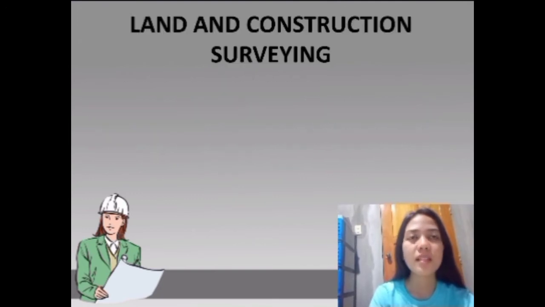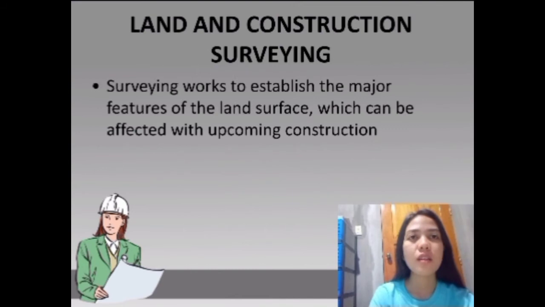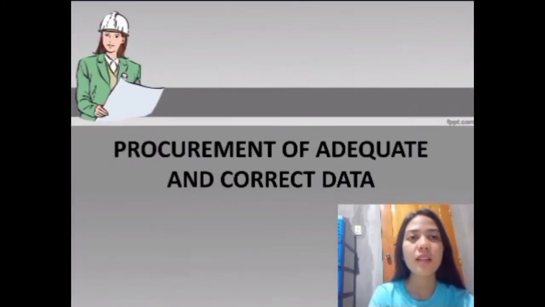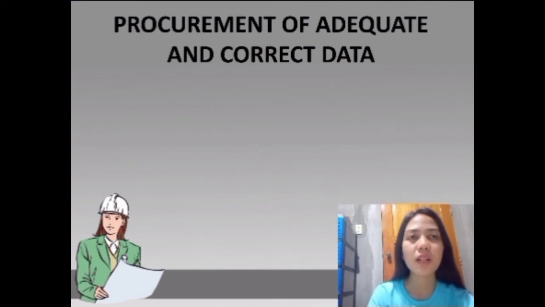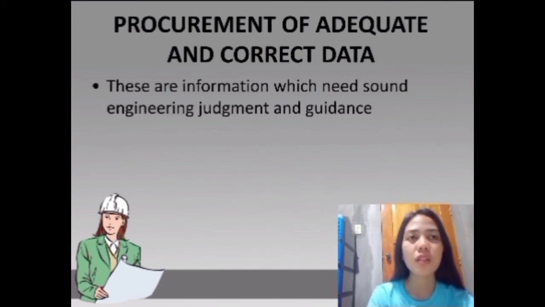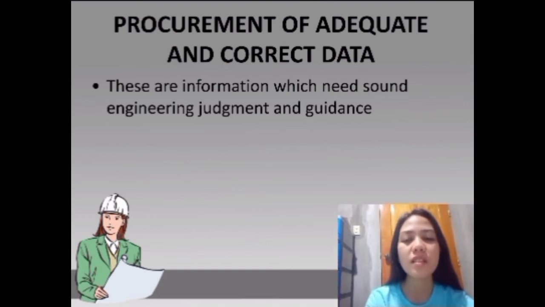The second one is land and construction surveying. Surveying works to establish the major features of the land surface which can be affected with upcoming construction. And last is the procurement of adequate and correct data. These are information which need sound engineering judgment and guidance. Since soundness of any engineering decision is dependent upon the accuracy and suitability of data obtained in field and laboratory investigations, these supporting services must be under the guidance of the civil engineer whose decisions will be based upon those data.